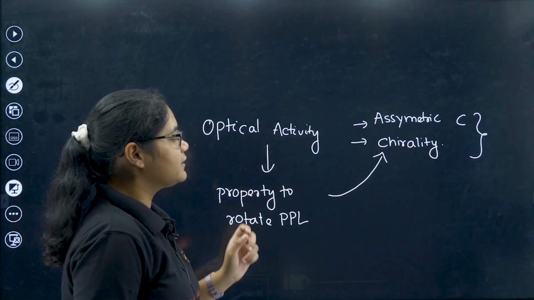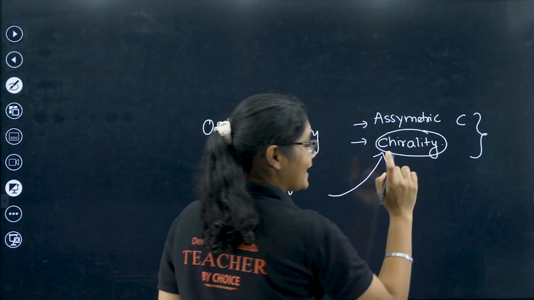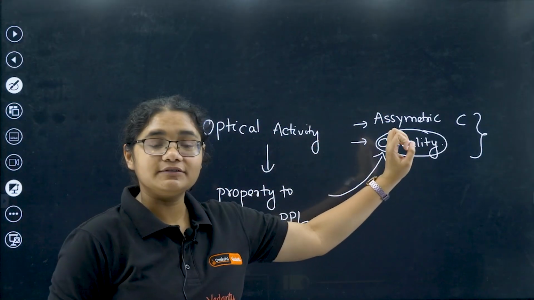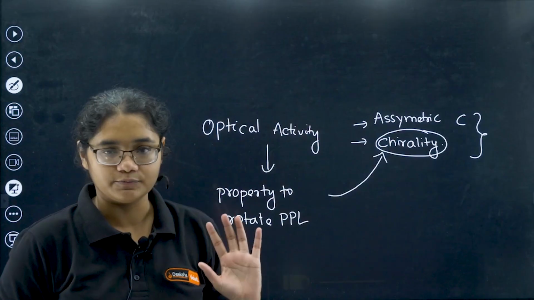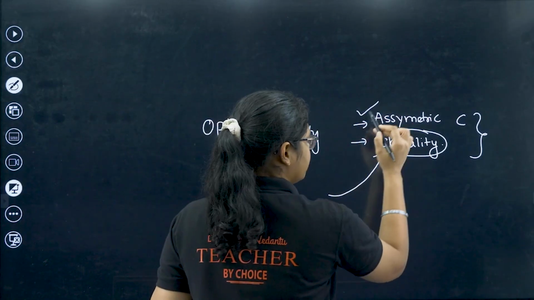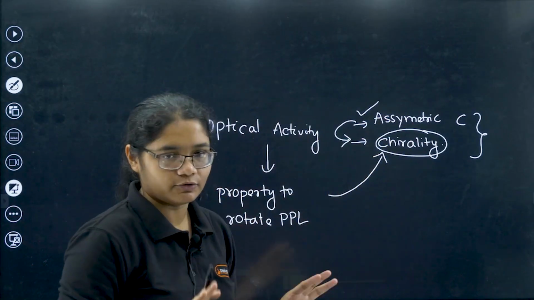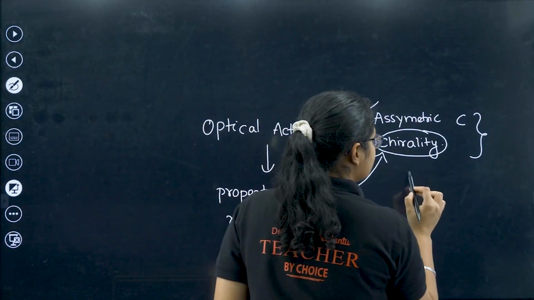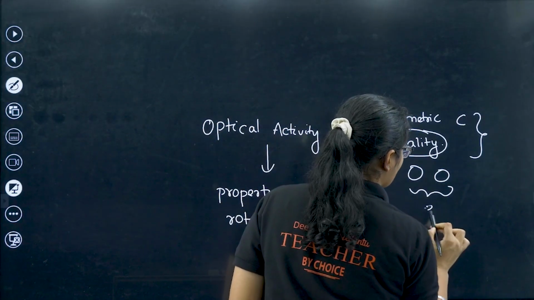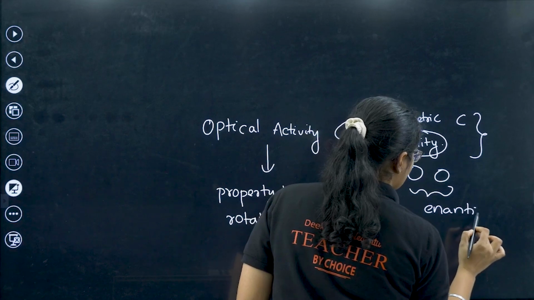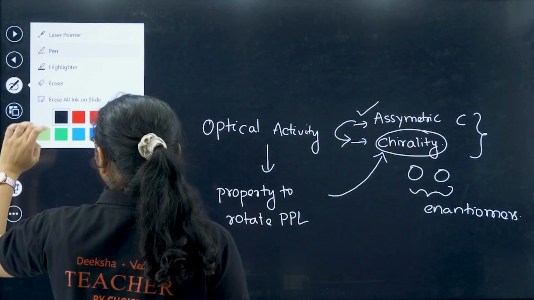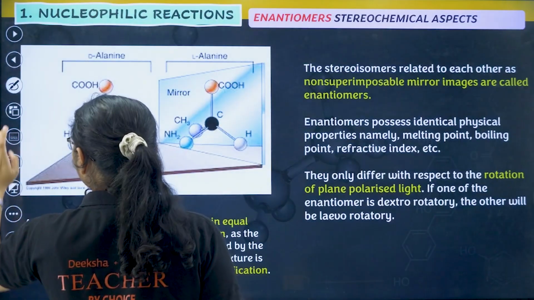Now chirality means the molecule and its mirror image will be non-superimposable, and asymmetric means the carbon should have 4 different groups. When this condition is fulfilled, the other condition is generally fulfilled automatically. Now when these two mirror images are there, this pair is called enantiomers. I hope you are clear with all these terms, right? Fine, let's go back then.